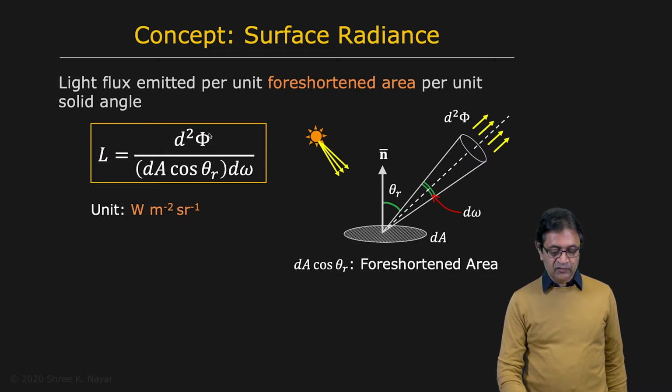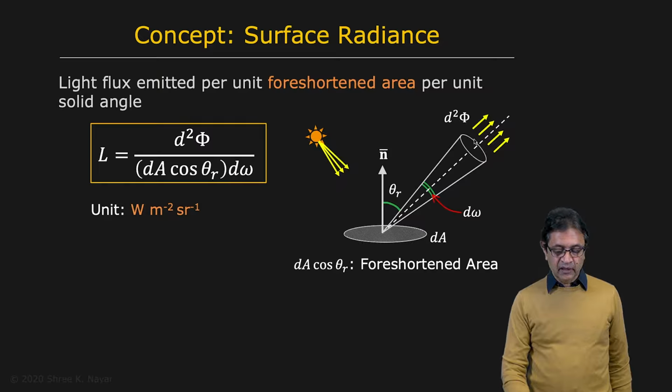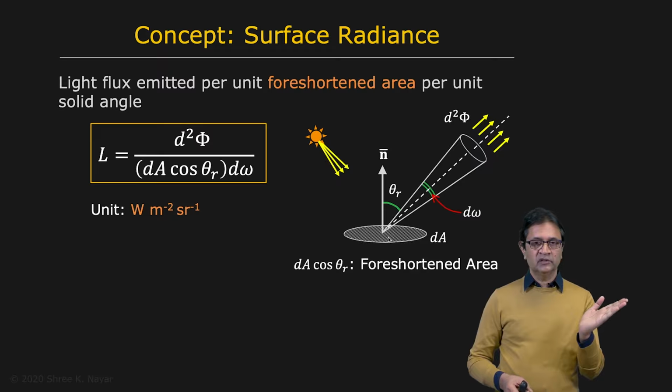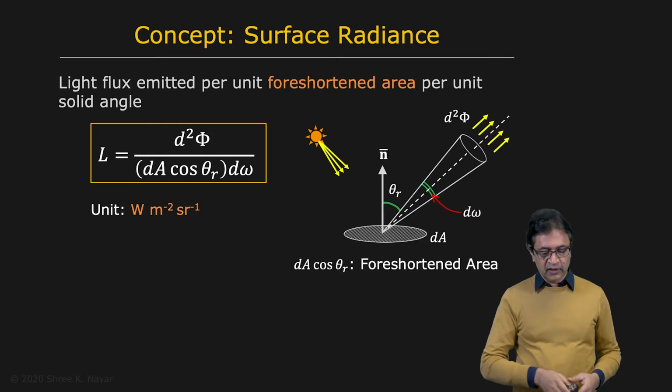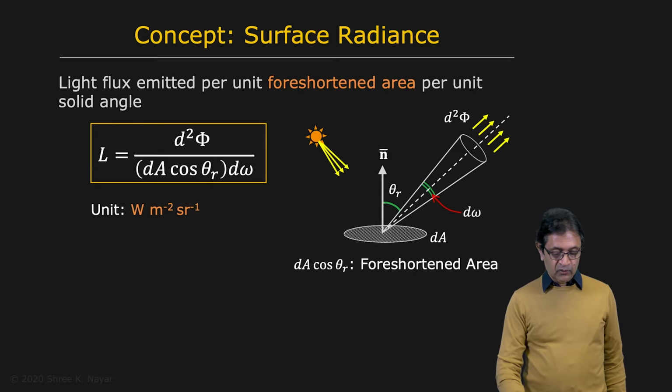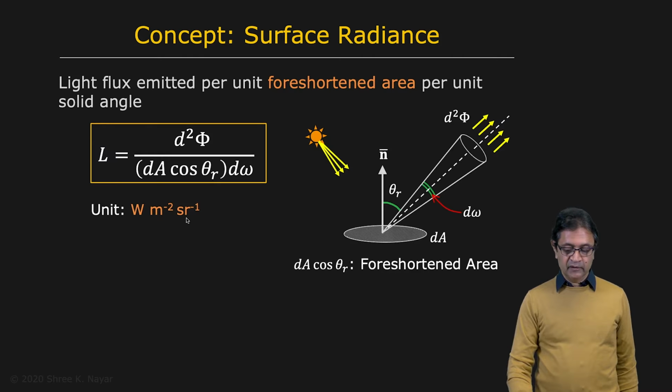Radiance is defined as the flux per unit foreshortened area per unit solid angle. So it is the flux received by the sensor per solid angle per unit foreshortened area. We use the foreshortened area in this case because we want to accommodate for the fact that the area as seen from the sensor is really the foreshortened area. So that's the definition of radiance, and that is watts per meter squared per steradian.